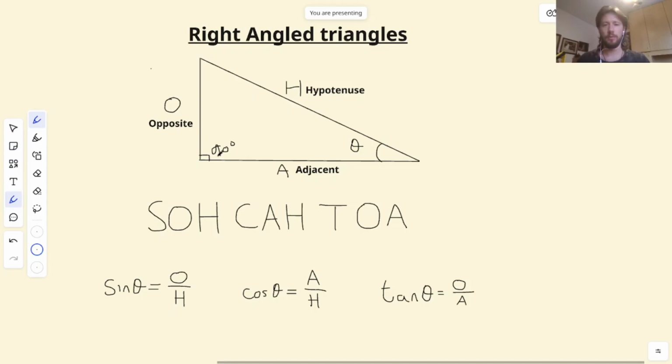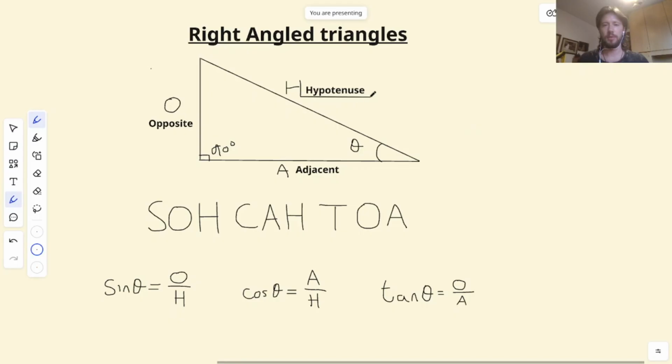Now, if we want to use trigonometry, we will always be dealing with one other angle at least. And we may want to find that angle, or we may want to find sides using that angle. I will label the angle here as theta. Now, we also need to be familiar with the names of the sides. The names actually have a logic to them, and let's look at that.